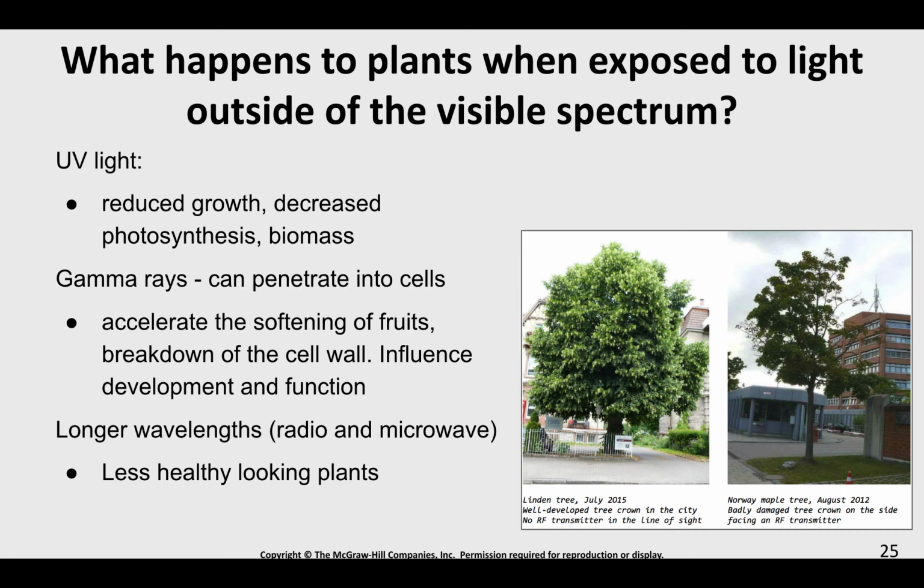They're just saying, this is what I'm seeing. It might be the radio waves. It might be something completely different. But we think they have a negative effect. Research to be determined there.